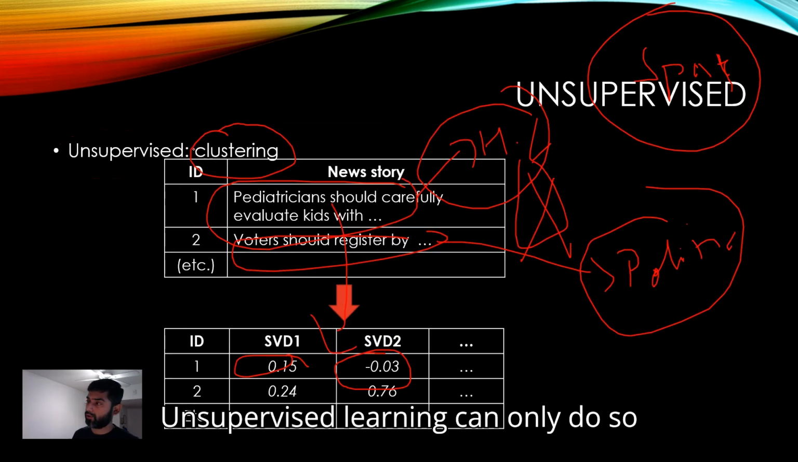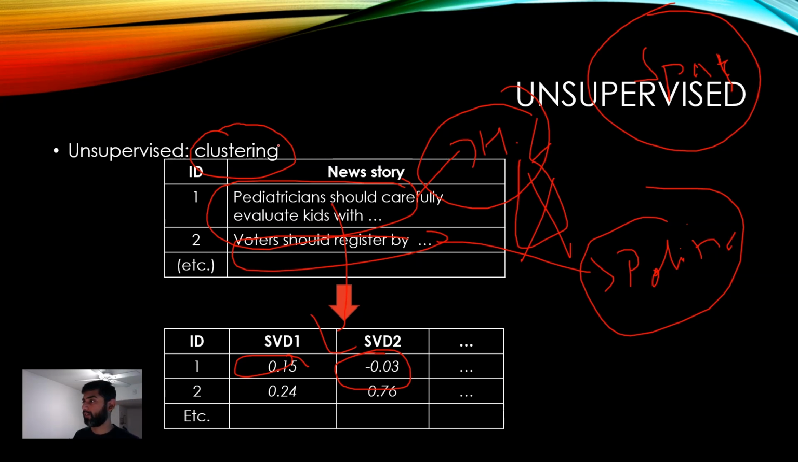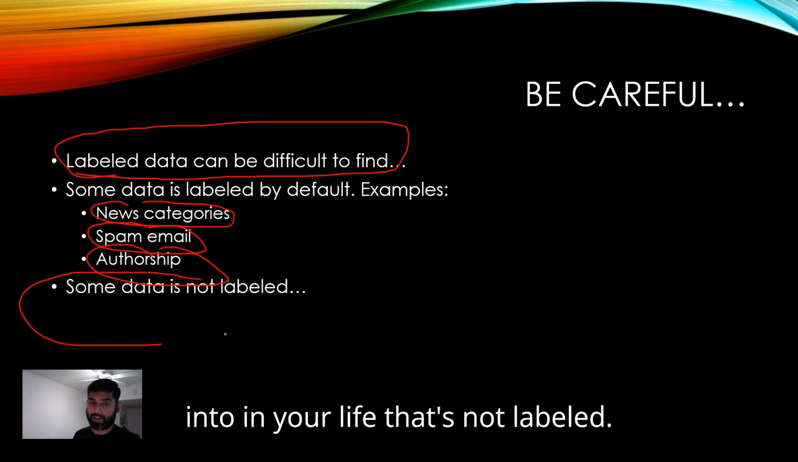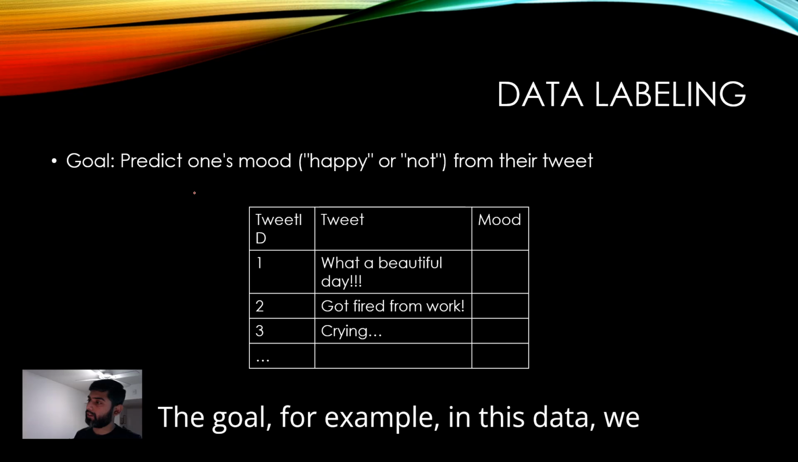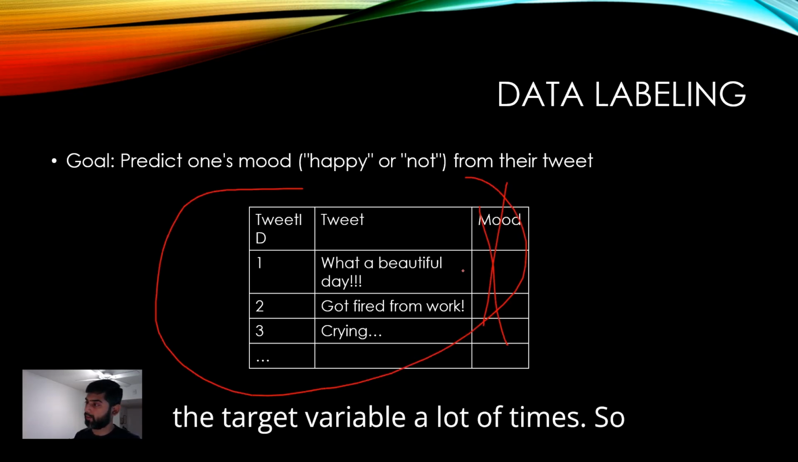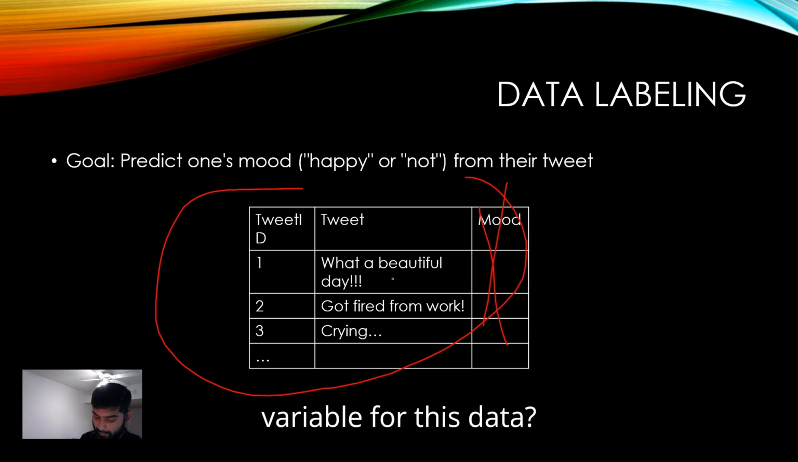Unsupervised learning can only do so much. It's not going to act like your target variable developer. So some data you'll run into in your life is not labeled. The goal, for example, in this data, where we don't have the target variable, is to get the target variable a lot of times. So how do we develop the target variable for this data?